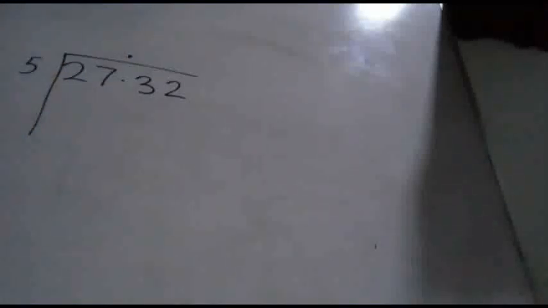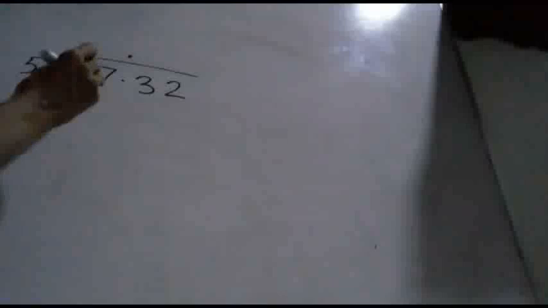Next one, 27.32. 27.32 is divided by 5. We put this decimal point here. 2 is not divisible by 5. We take this 7. 27 is divided by 5. 5 times 5 is equal to 25. 25 is subtracted from 27.